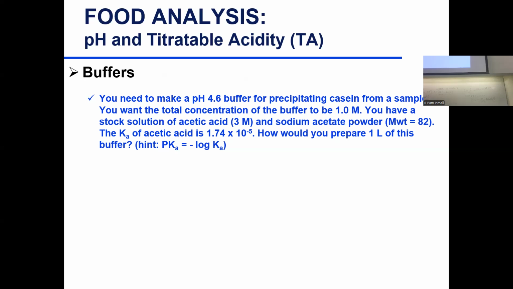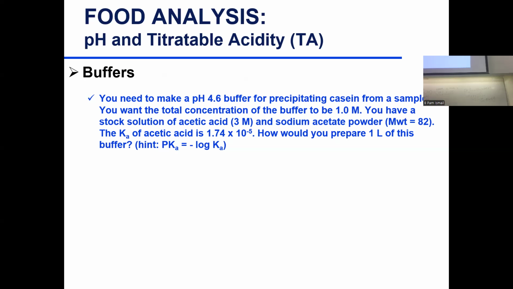0.592 times 1,000 divided by 3 molar. So molarity cancels. Can someone tell me that's 197.33? 197.33? Yeah. Oh, just 3. All right, milliliter. Very good. Now I know how much of my stock acid I want to put in a volumetric flask is that much. Now I want to calculate how much sodium acetate.